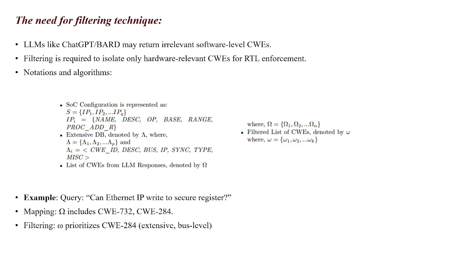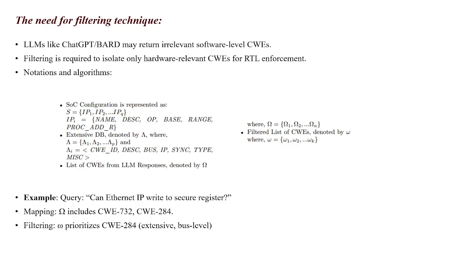Now we are up to the point of why we need filtering here. We need filtering because LLMs are quite powerful and their responses can include CWE entries that do not apply to the hardware level SOC context. For example, they might list some irrelevant software based CWEs. In order to filter all these out, we use a technique known as filtering, and the algorithm for that would be discussed later by my teammate, who would be explaining that algorithm.